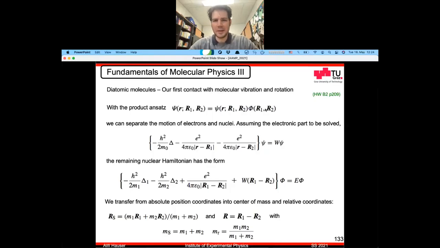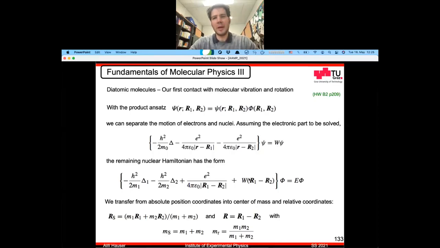So we said we can separate the motion of electrons and nuclei. So we have applied the Born-Oppenheimer approximation, and we assume that the electronic part has been solved already. So if we just take those parts of the Hamiltonian that concern electrons and solve this, we get the corresponding eigenenergy. And this is obviously a function still of the nuclear coordinates, because it is our potential energy surface. And we can write this as a function W, which is a function of the nuclear coordinates R1 and R2.